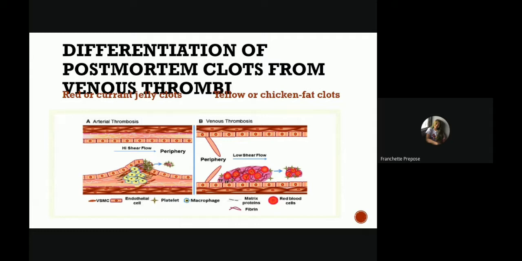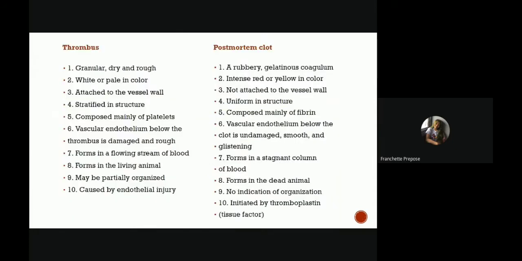Now, the yellow or chicken fat clots are those in which components of the blood are not evenly distributed. The ventral portion of the clot is red and contains erythrocytes, while the dorsal portion is yellow and is composed of fibrin and plasma. These clots occur when erythrocytes do not remain in suspension and settle out. Now, these are the differences between a thrombus and a postmortem clot.